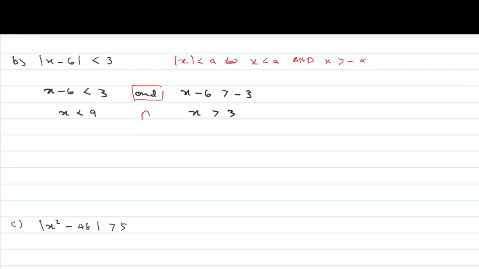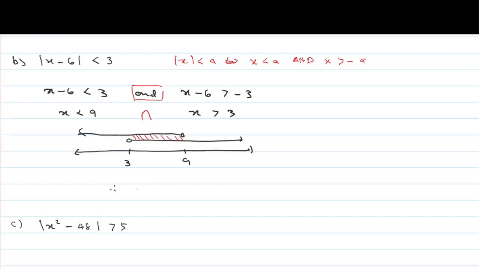And means intersection. This means for these two intervals, we have to simplify using a number line. We have 3, 9, x greater than 3, x less than 9. Find the intersection. The intersection should be here. So the solution for the inequality is from 3 to 9, open interval.